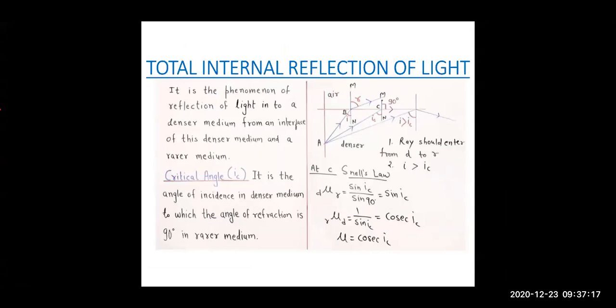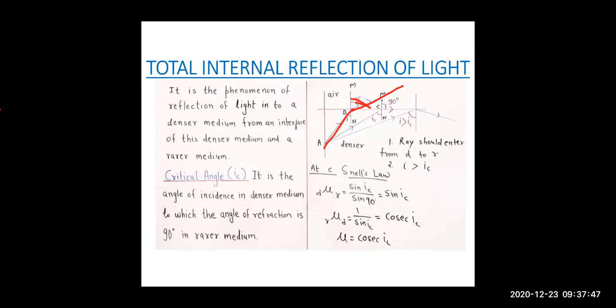Now let's understand a new happening, that is total internal reflection of light. We know that when light enters from a denser medium to a rarer medium, its speed will increase, right? A dense, heavy medium. So its speed will increase, and as its speed increases, it bends away from the normal, right?